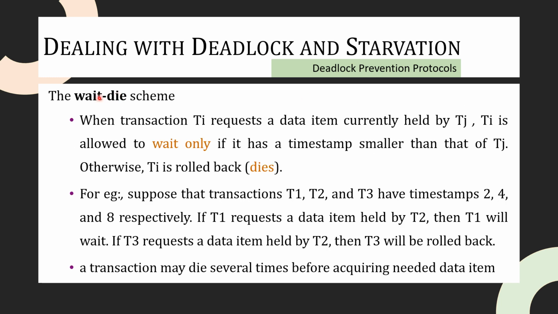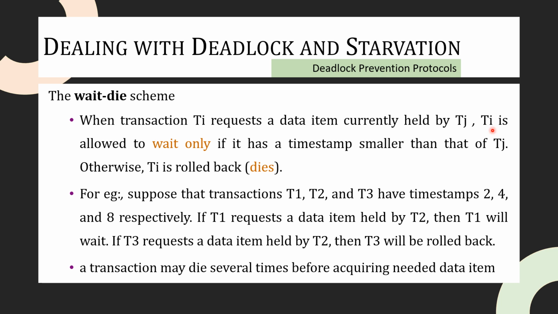Now let's discuss the first scheme, the wait-die scheme. It can be either in the wait state or in the die state. Let us look into that. When a transaction Ti requests a data item currently held by Tj, then Ti is allowed to wait only if it has a timestamp smaller than Tj. So it depends upon the timestamp, and it will be in either of these conditions: the wait state or the die state.